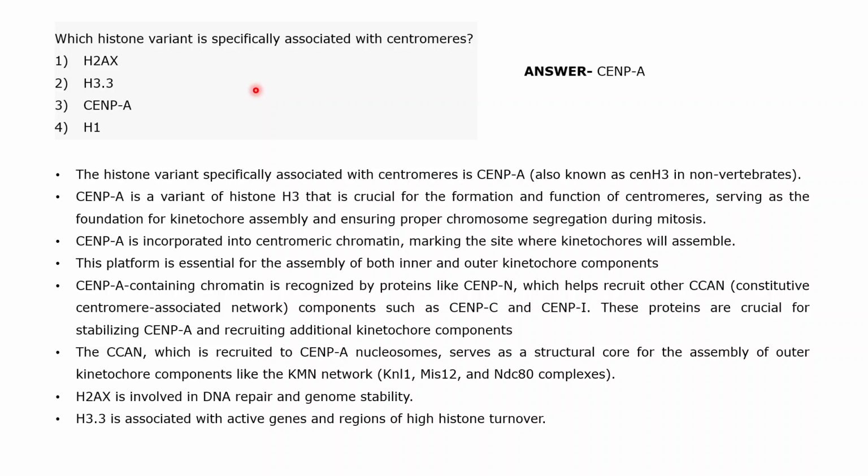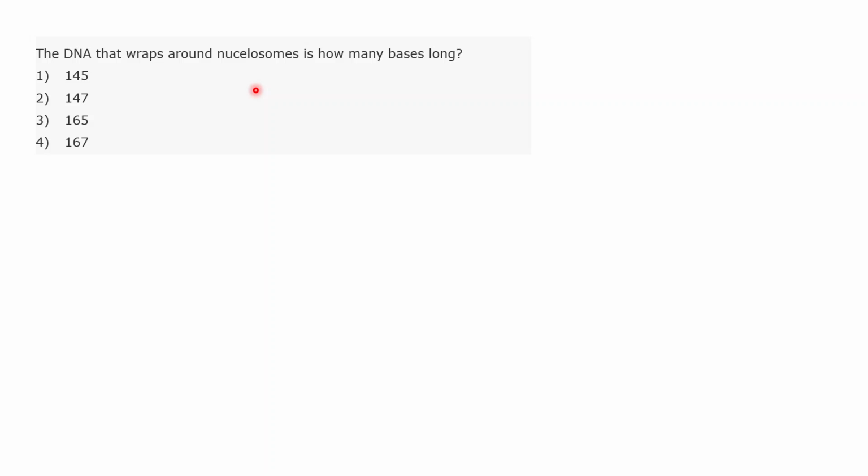Okay, so I think it is quite clear. I will just move on to the next question. The DNA that wraps around the nucleosome, or the histone octamer, is how many bases long? 155 bases, 147 bases, 165, or 167 bases of nucleotide? Which may be the answer?